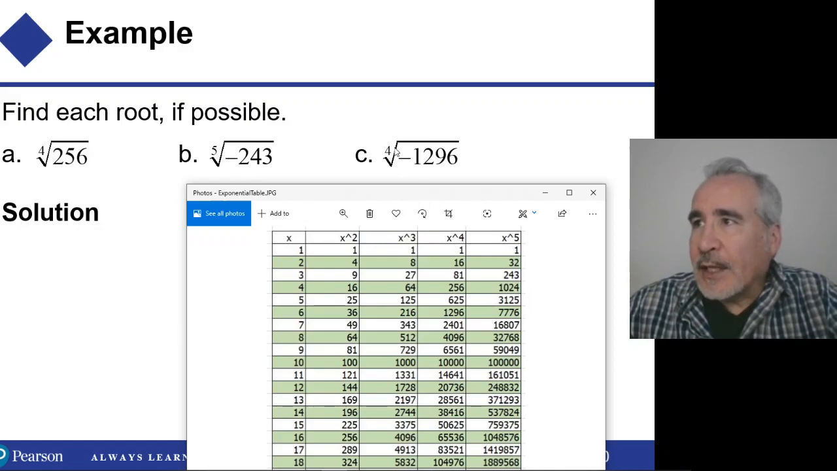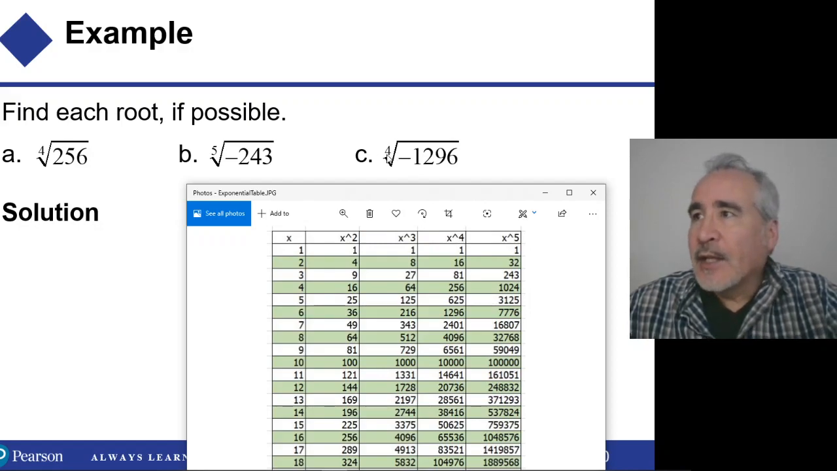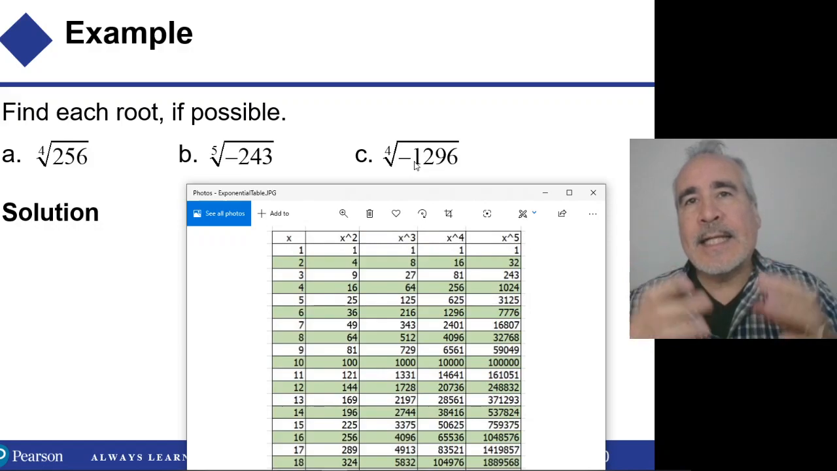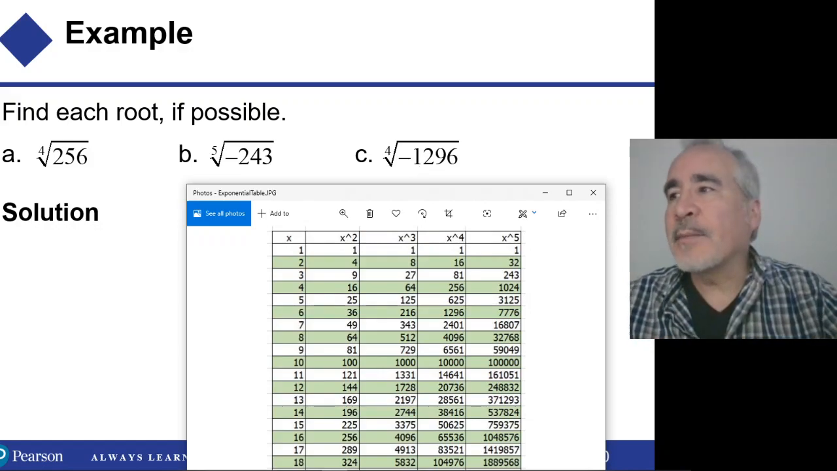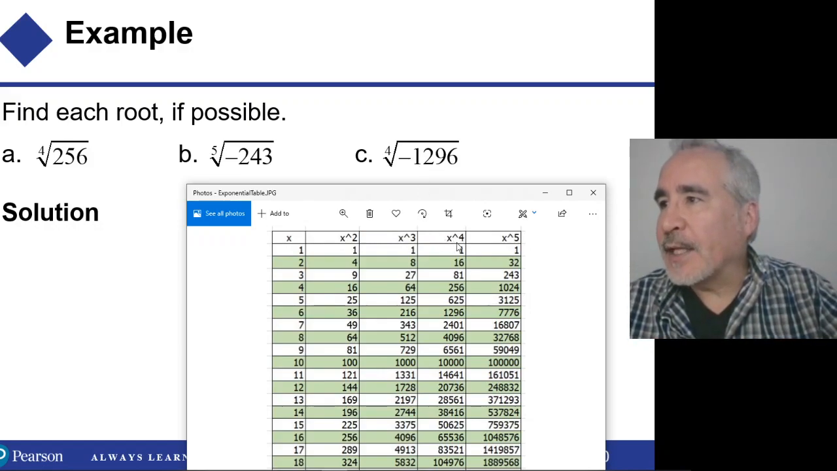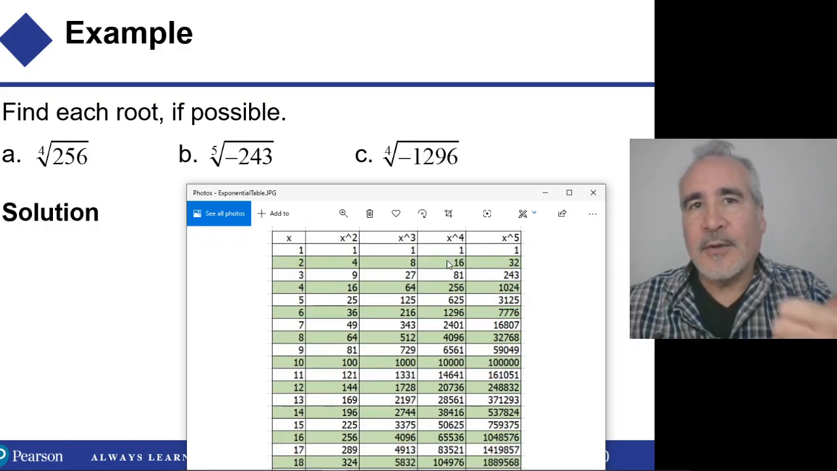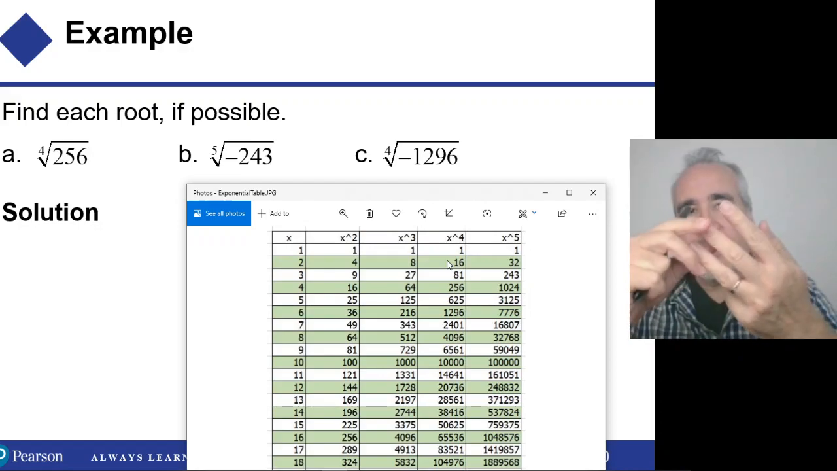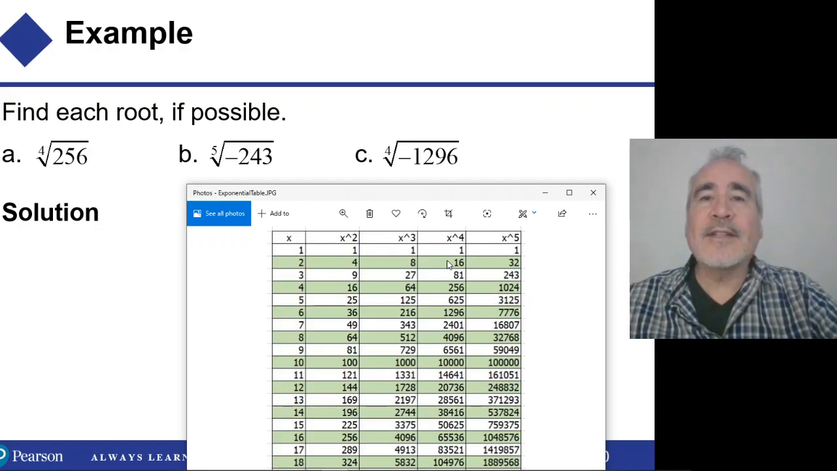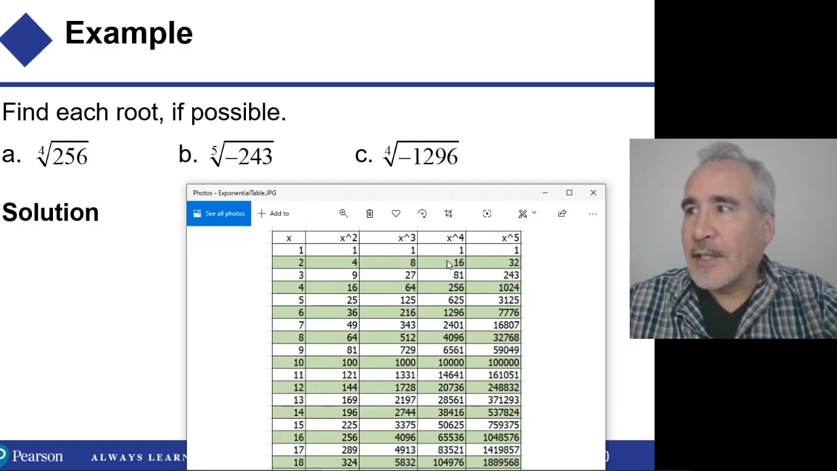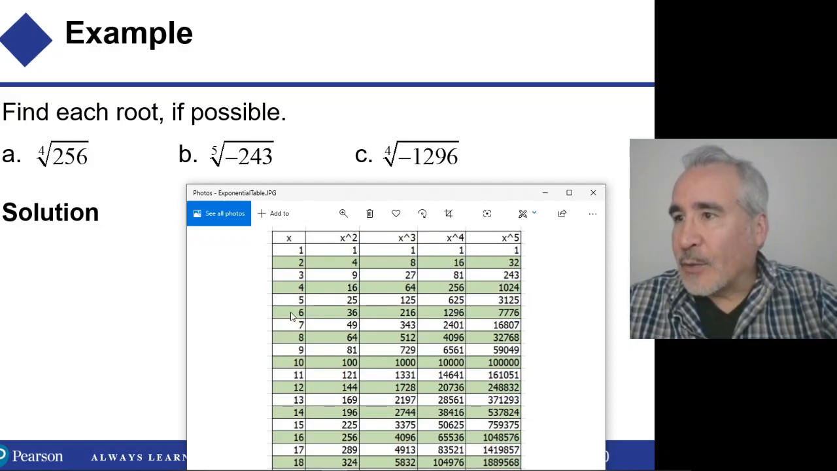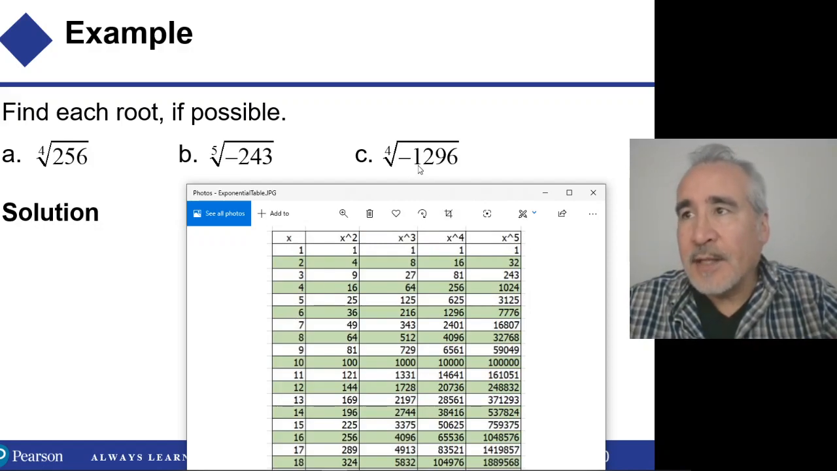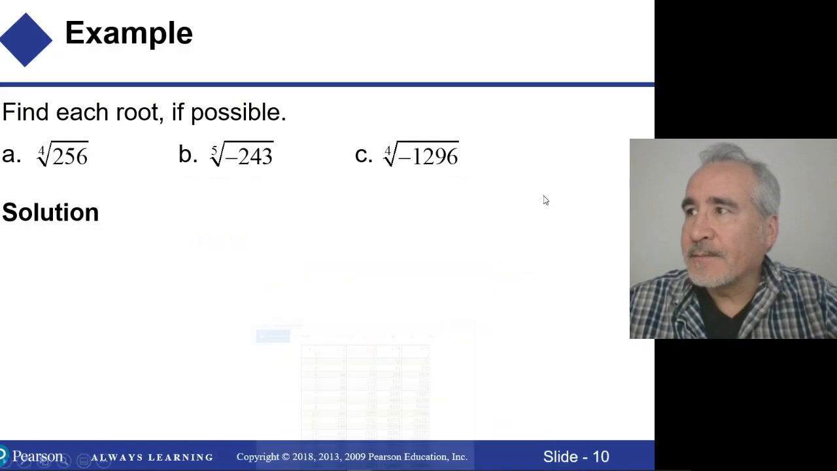But here's where we get that situation. The index is even, so there is no way to get to a negative number, because if you multiply 4 times, the first two are positive, the second two are positive. Positive times positive has to be positive, okay? So it's not going to be negative 6. It's not going to be positive 6. This one's just going to be no real answer.